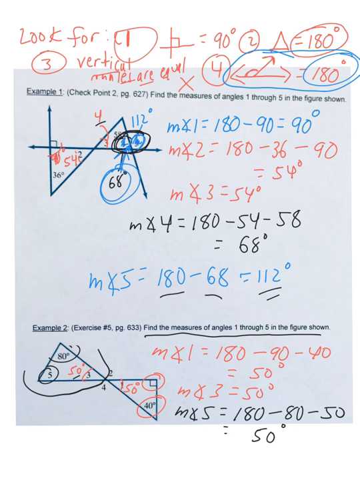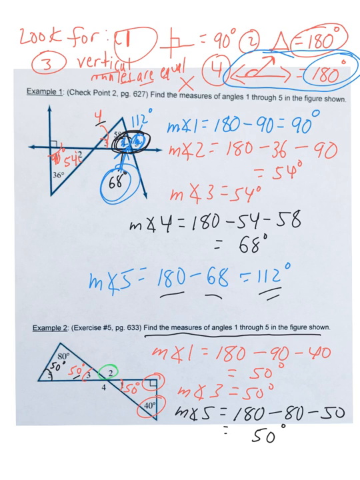Let me erase a little bit and clean this up. But I did get 50 degrees for angle 5. So the only angles we have yet to find are angles 2 and 4. You can do either one next. I'm going to go for angle 2. Remember, if you get stuck, most likely you're going to look for supplementary angles.